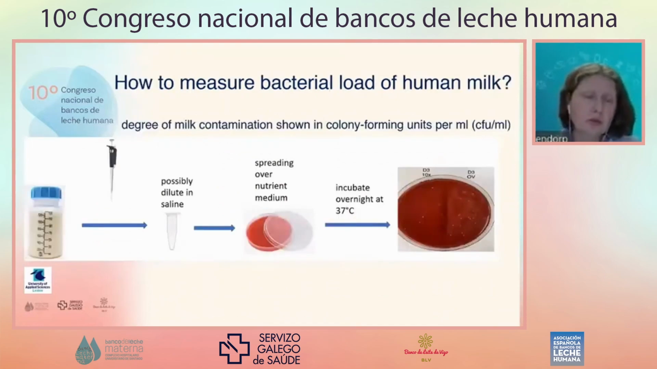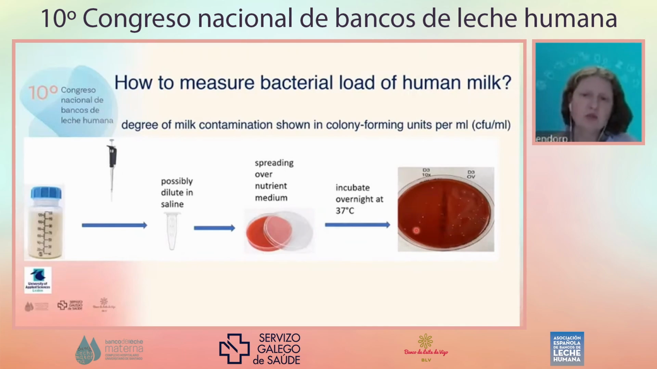So for those of you who are not familiar with how to measure how many bacteria there are in human milk, I made this graph. What my students did is take a small sample from a bottle of milk, and then they would plate it, so spread it out over a plate with nutrient medium. Then you incubate it overnight, and at every spot where one bacterium was, a colony will appear. Therefore it's called colony forming units.